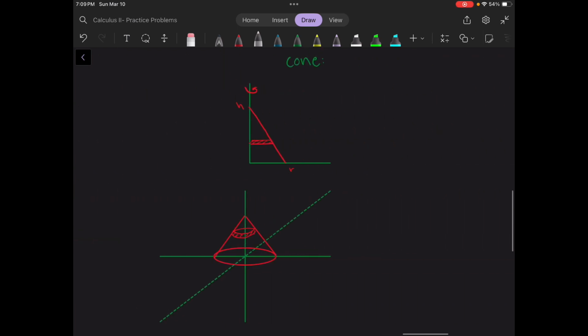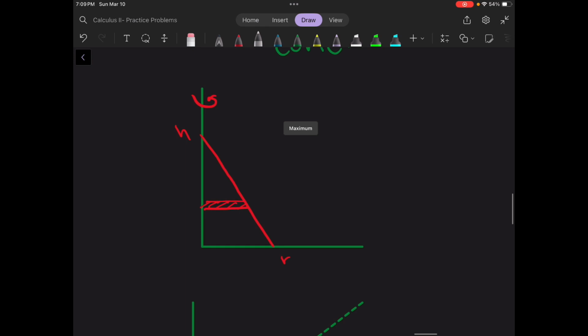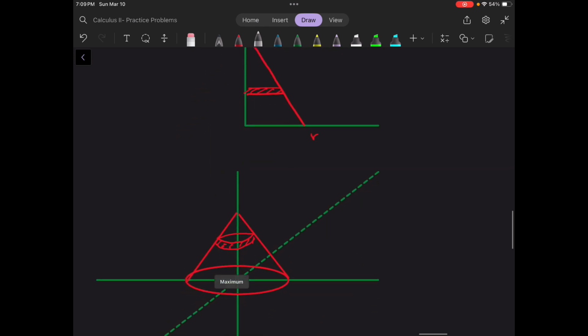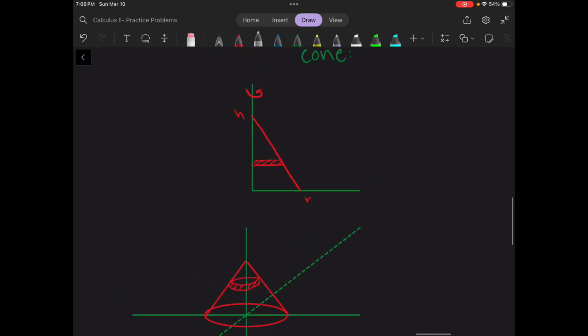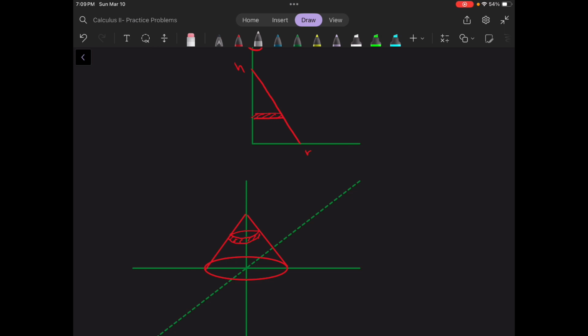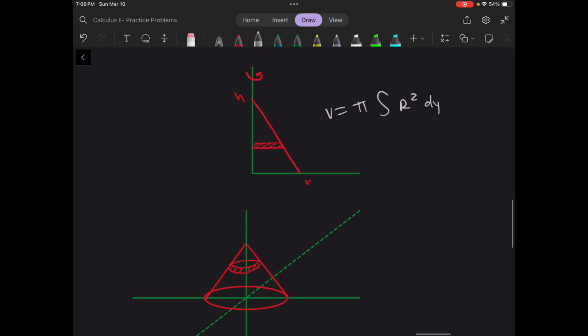A cone is a bit more intuitive. When you wrap this triangle around the y-axis, it turns into a cone. This slice turns into a disk. So we're going to be using the disk method again. Volume equals pi r squared dy. Okay, but what is r? It's obviously no longer constant. This r is different than this r because we agree that this slice, when you bring it down to this cone, that slice becomes the radius of the cone.